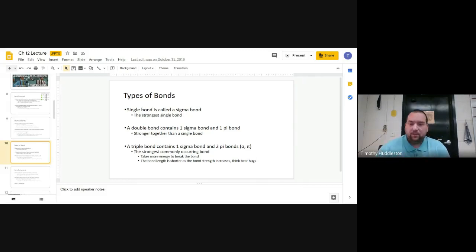Now, you don't need to know what a sigma bond and a pi bond are. You just need to know their relative strengths to each other. A triple bond contains one sigma bond and two pi bonds, and it's the strongest commonly occurring bond. There may be crazy ones out there somewhere, but the highest number of bonds you'll ever see in this class is 3.